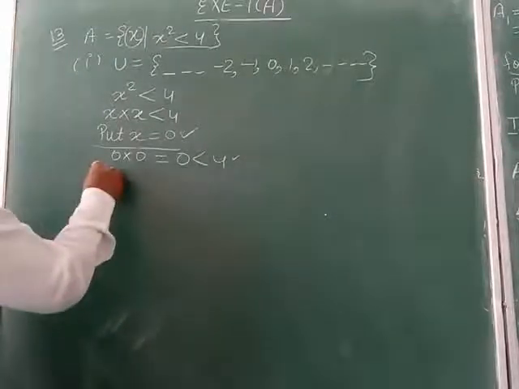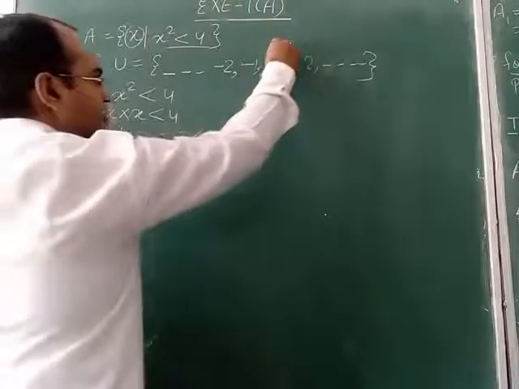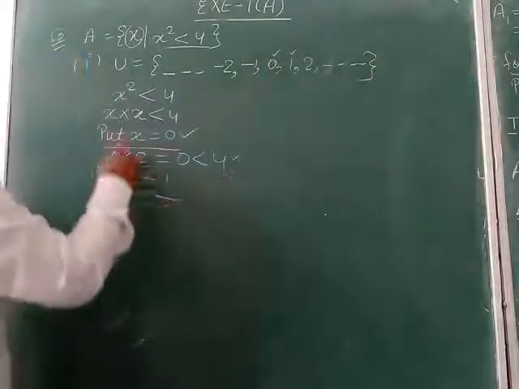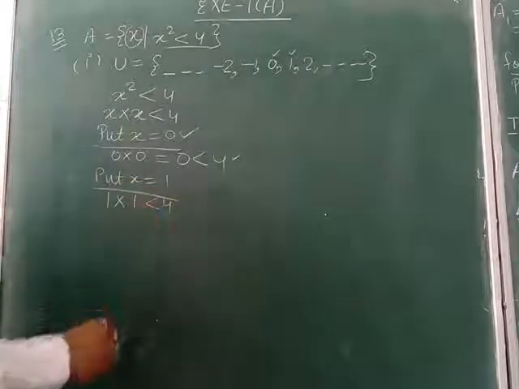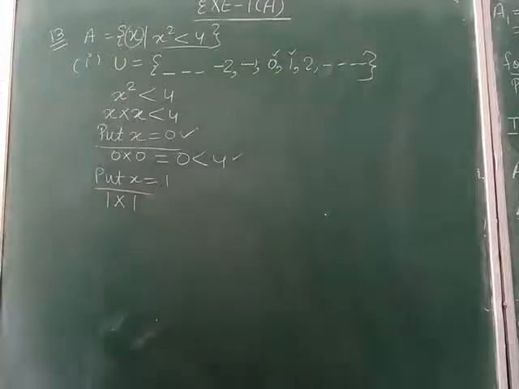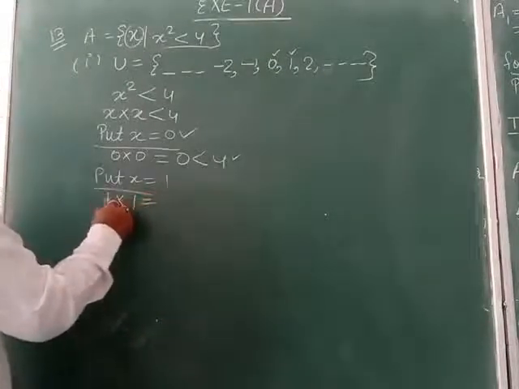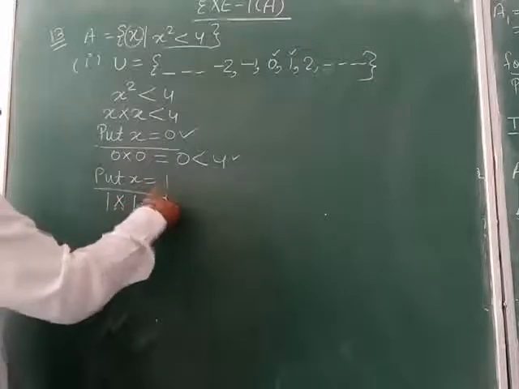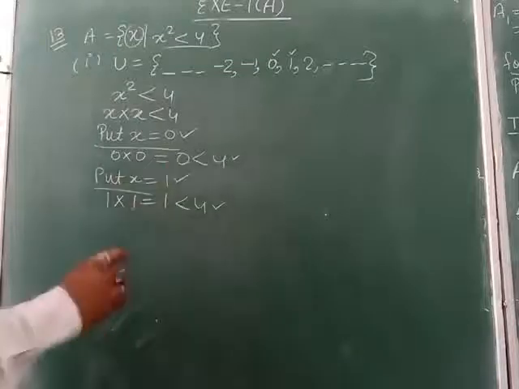Another value, put x is equal to 1. After 0, we will put 1. When we put 1 here, 1 multiply 1 is less than 4. We have to check whether, when we do 1 multiply 1, the answer will be less than 4 or not. So x value 1 we are putting. 1 1 ja 1. 1 is less than 4. Yes. That means this x answer is also correct.